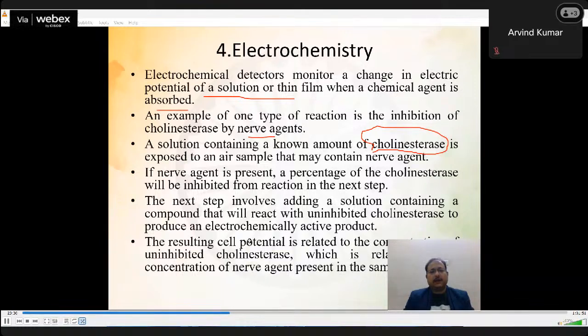So again, this mechanism can be very easily used, and if nerve agent is present, a percentage of cholinesterase will be inhibited from reaction in the next step. In the next step, we have already added this cholinesterase, and we analyze whether it is present or not. If the process continues, it will show that the cholinesterase was exposed to an air sample containing a nerve agent. So you can easily understand this particular thing also. And this is the next phase.